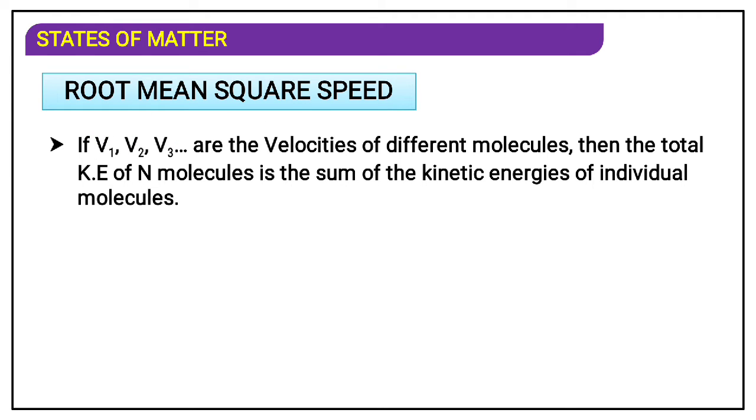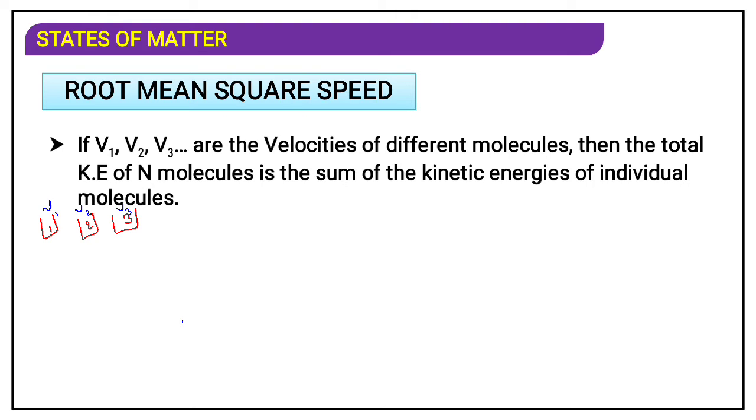Here V1, V2, V3 are the velocities of different molecules. Suppose there are three gases present: this is the first gas, this is the second gas, this is the third gas. Their velocities are V1, V2, V3.